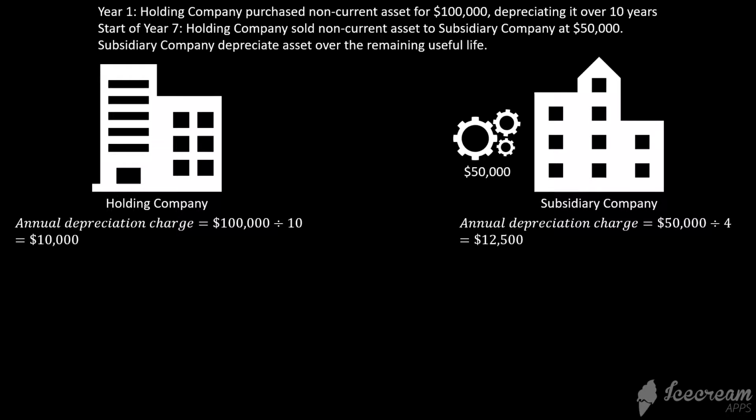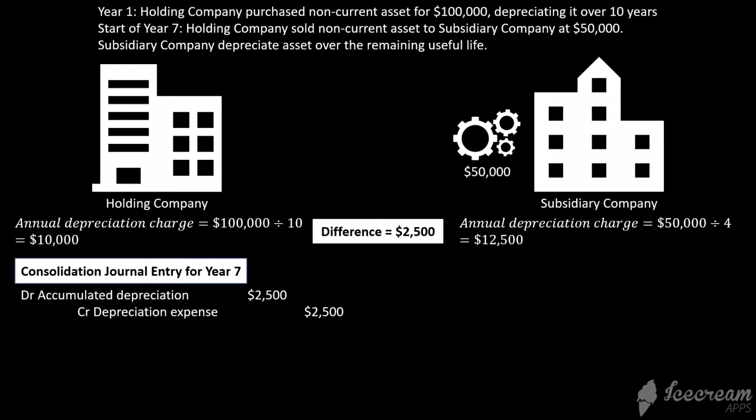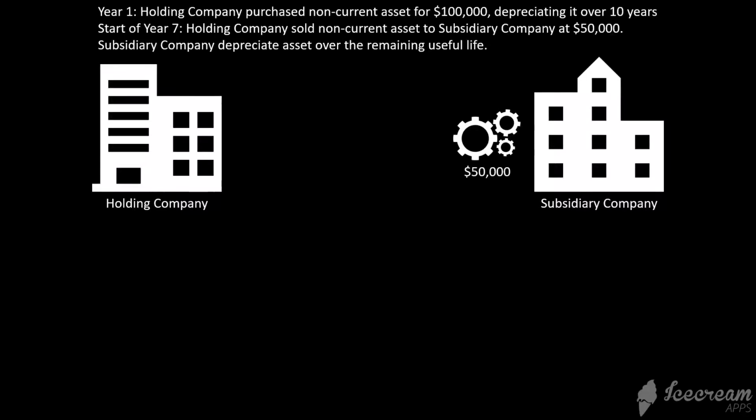So what this means is, from year 7 to year 10, the depreciation expense will increase to $12,500. In the group financial statement, we must recognize depreciation expense based on the amount the original buyer charged, which is $10,000 in this case. You cannot suddenly increase the depreciation expense to $12,500 just because the holding company transferred the asset to its subsidiary. The difference between the depreciation charge of both companies is $2,500. So the consolidation journal entry for year 7 is debit accumulated depreciation, credit depreciation expense by $2,500. That's the consolidation journal entry for the year of sale.